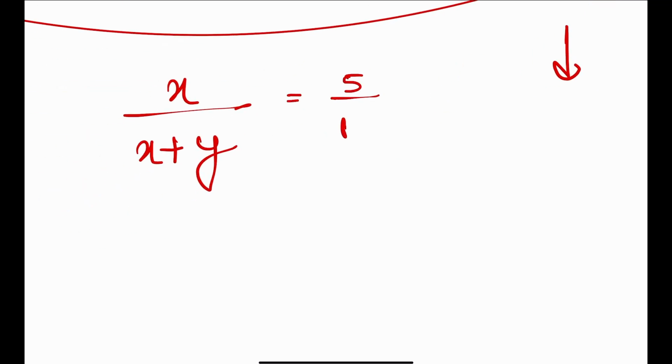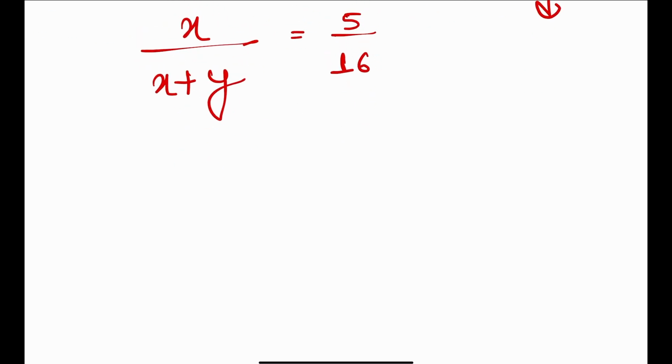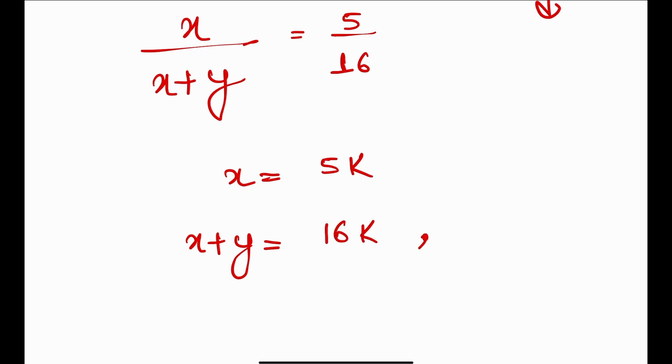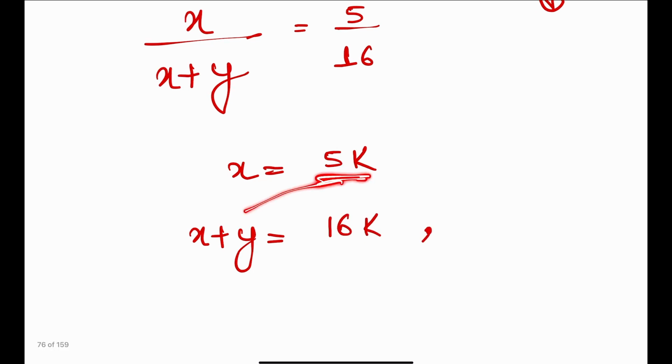Once it is replaced, what will be the value of x? x will be 5k. K I am just taking as a constant. Next one is x plus y, it will be 16k. Let's put the value of 5k in the place of x, and we find the value of y. y will be 11k.